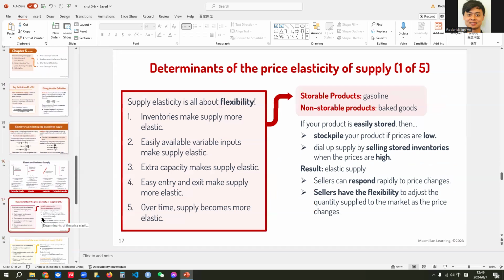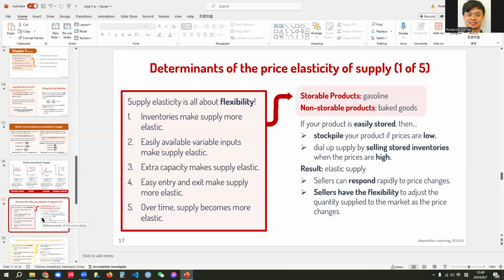And those that determine the price elasticity of supply include the following 5: inventory makes supply more elastic. Easily available variable inputs make supply elastic. Extra capacity makes supply elastic. Easy entry and exit makes supply more elastic, and over time supply becomes more elastic. So when you think about supply elasticity, you think about the flexibility of production, right?